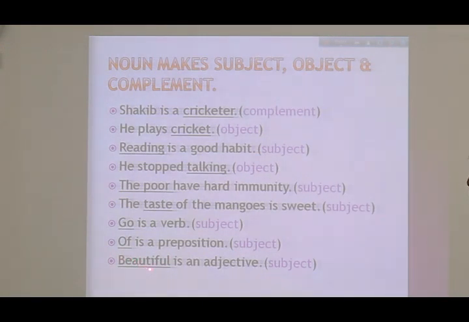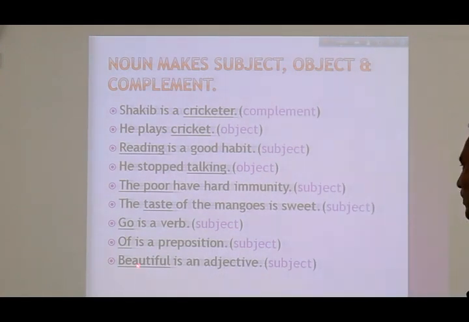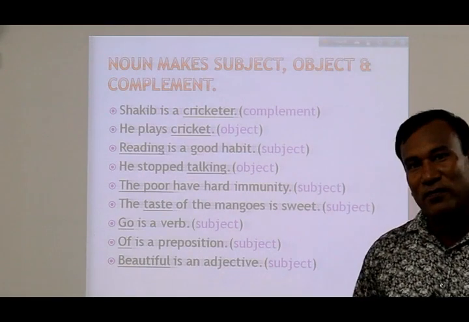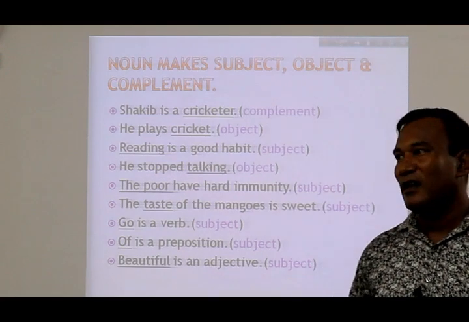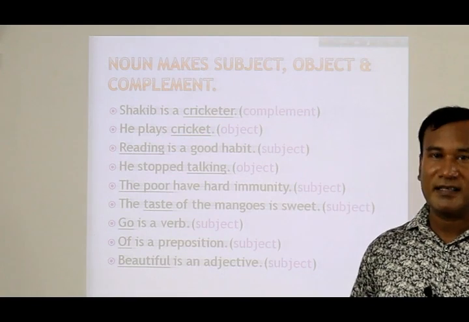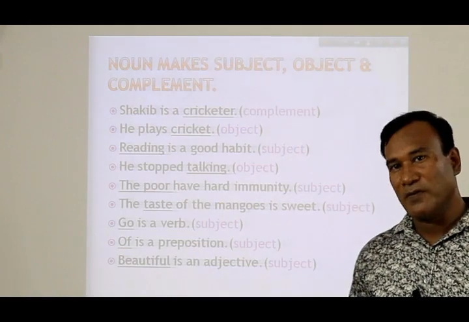Last sentence, beautiful is an adjective. You know, the girl is beautiful. Here, beautiful is adjective. But in this sentence, beautiful is used as subject. So, beautiful here is a noun. So, it depends on the use of a word, how a word is used in a sentence. Parts of speech is determined by the use of a word in a sentence. When they are isolated, you cannot identify any word as parts of speech.